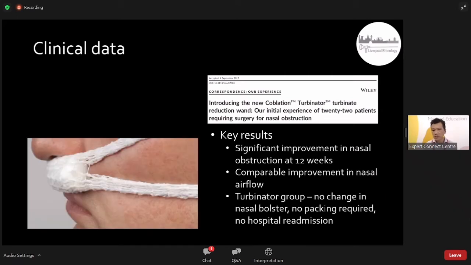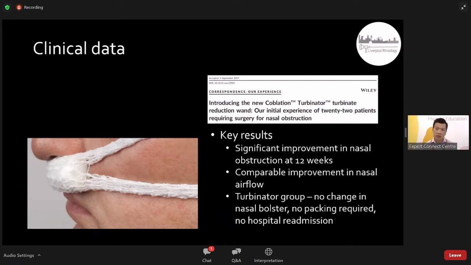What was more important was the authors noted that in the turbinator group, there was no change in the nasal bolster. And the nasal bolster is typically applied after the procedure. And what the authors observed really was that these patients would leave hospital after a day case procedure, leave the hospital with the same nasal bolster that the surgeon had placed on the patient at the end of the operation. They also realized that there was no packing required, and there was no hospital readmission.